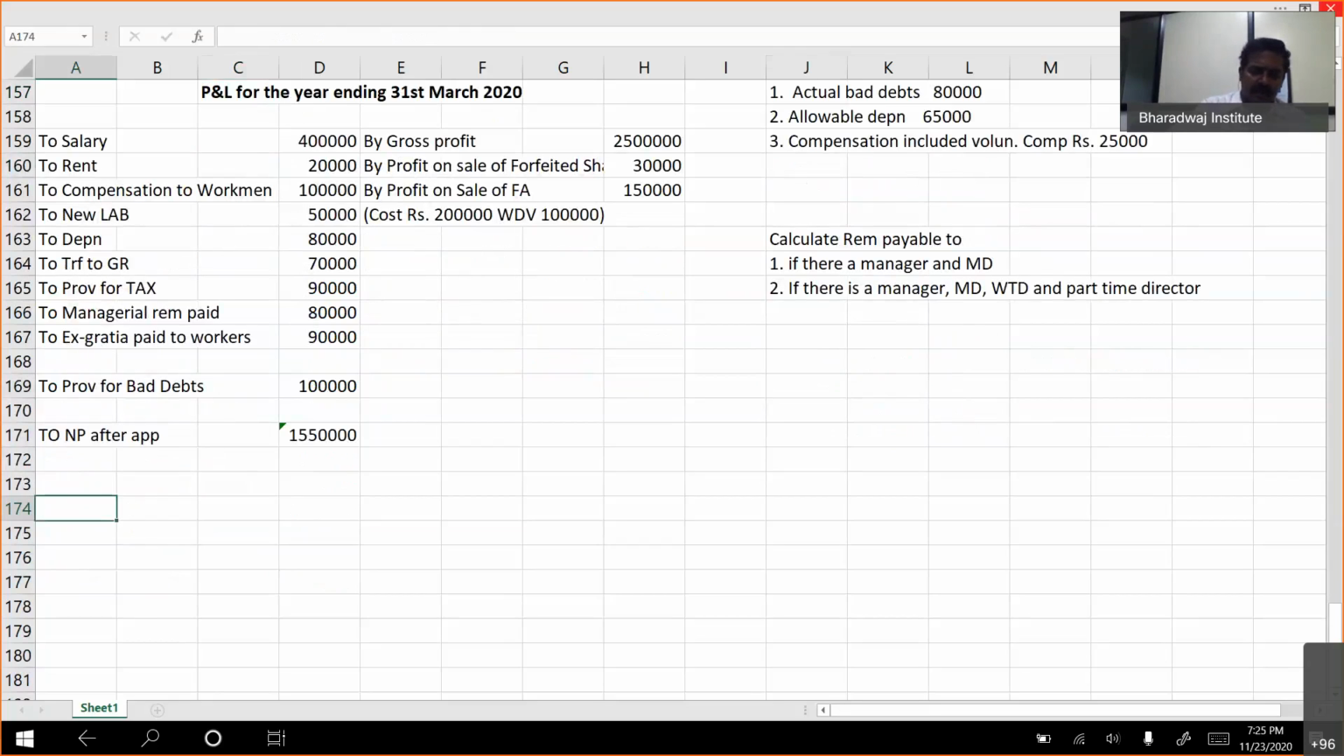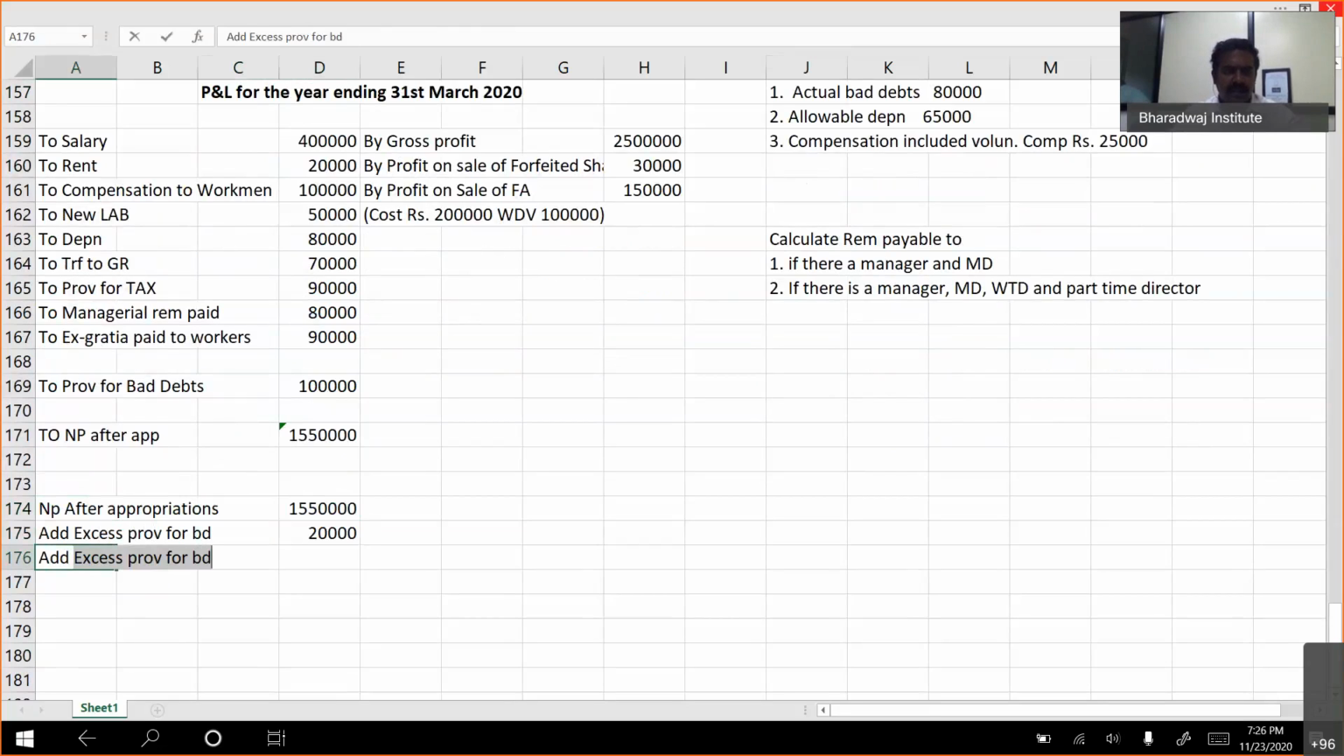So we'll start with the net profit after appropriations. What is the net profit after appropriations? 15,50,000. Add back excess provision. Let me go from the end. Provision for bad debts: excess provision for bad debts. What is excess provision? 20,000. Add ex gratia paid to workers. Sir, what is this ex gratia paid? It's a kind of voluntary compensation. On a festival occasion or in a happy mood, the directors call the employees and give a surprise bonus. It is not as per your employment agreement.